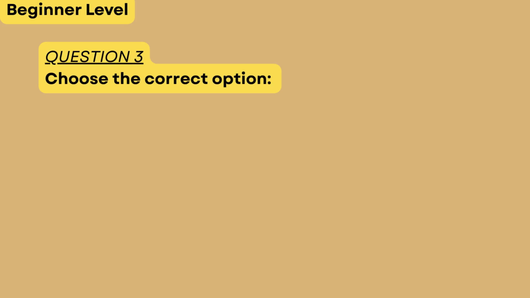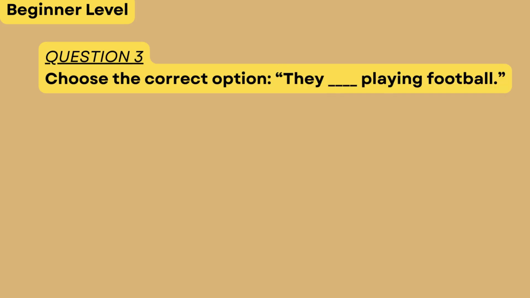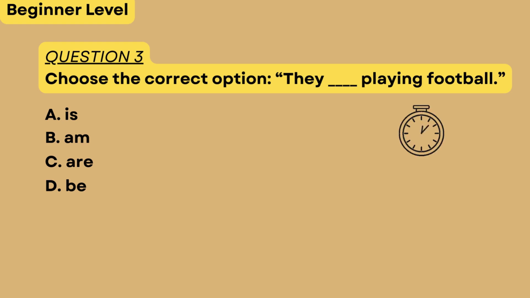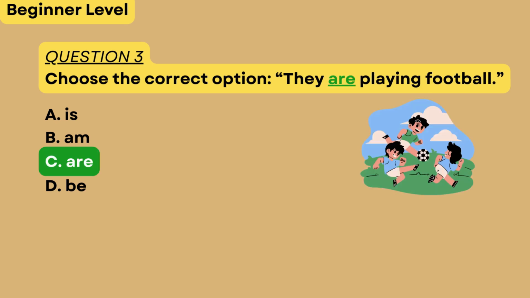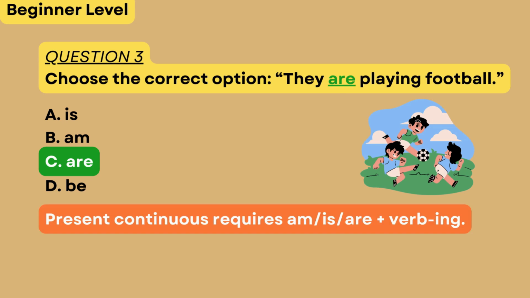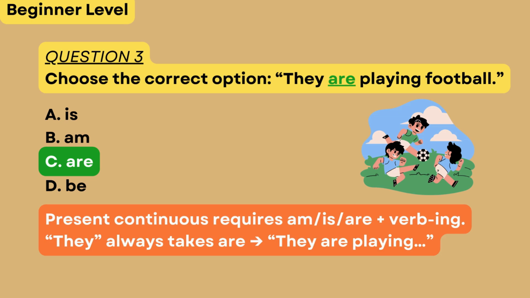Choose the correct option. They blank playing football. Is, am, are, be. Which option fits in the sentence? Absolutely, it's are. They are playing football. Present continuous requires am or is or are plus verb with ing form. They always takes are. They are playing.